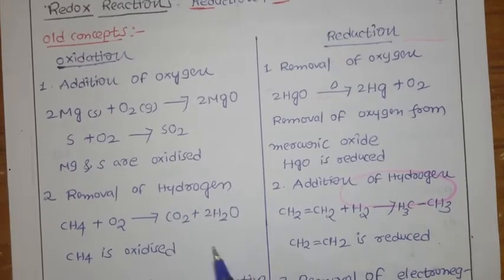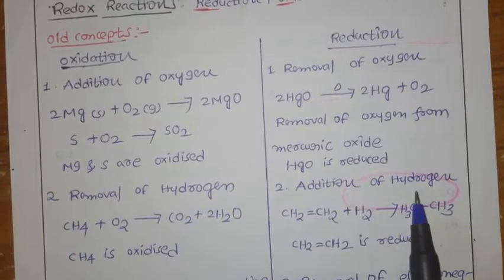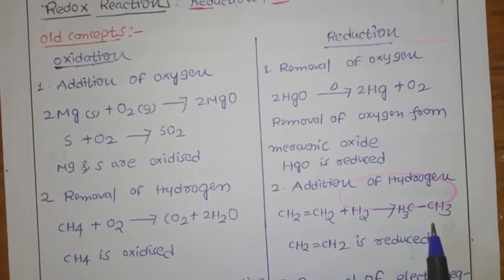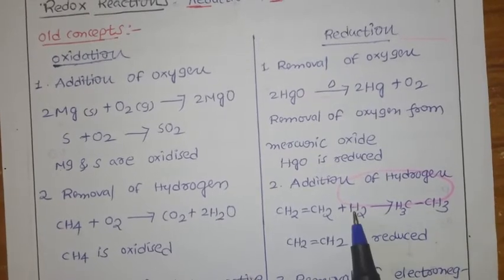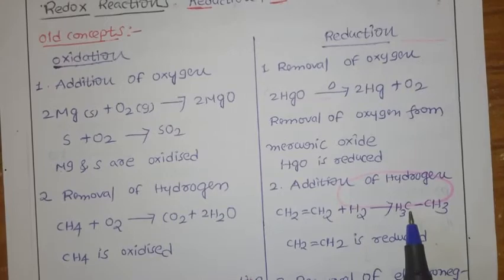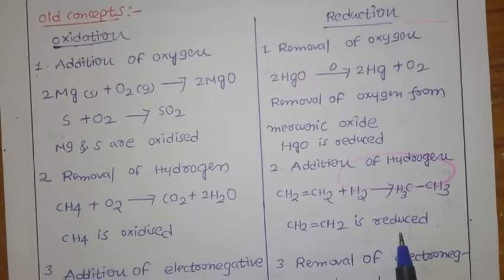Now the second definition of reduction: addition of hydrogen, the reverse of this. Here removal of hydrogen, here addition of hydrogen. Ethylene on reaction with hydrogen is converted to ethane. So for ethene we add hydrogen, which is an addition of hydrogen. So ethylene is reduced. It is an example of reduction.